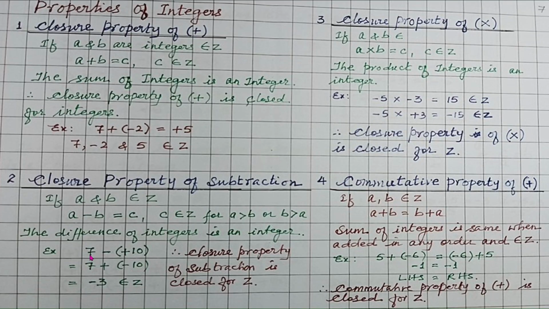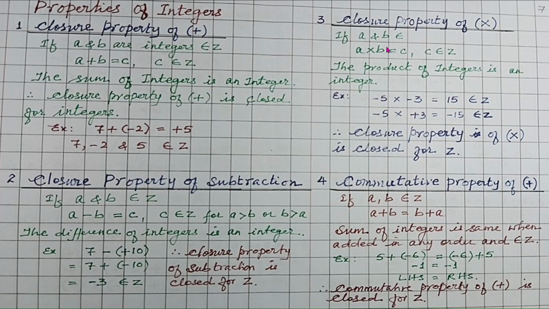Let us take an example. 7 minus plus 10 is 7 plus minus 10, that is minus 3. I have taken the additive inverse here, therefore subtraction becomes addition. When I take addition, I have to take the additive inverse of plus 10, that is minus 10, and the sum is minus 3, which again belongs to Z. Minus 3 is 100% a member of integers, and therefore the closure property of subtraction is closed for the set of integers. Now, closure property of multiplication.